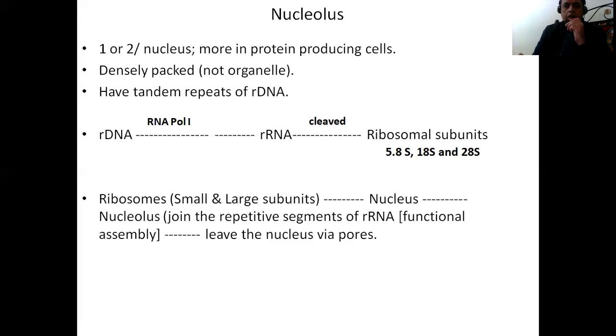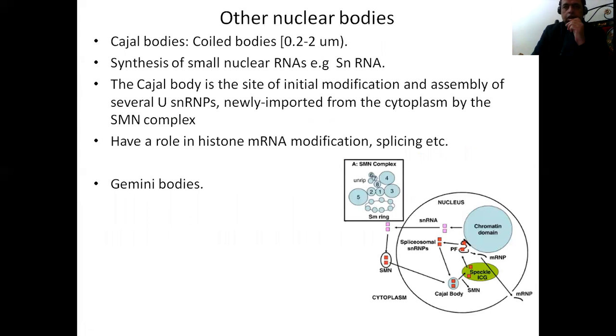These are protein-making machineries. How they make proteins, you would have gone through in your molecular biology classes. There are some other nuclear bodies as well. For instance, the Cajal bodies. These are coiled bodies, 0.2 to 2 micrometers in size, and they are involved in the synthesis of small nuclear RNAs or snRNAs.